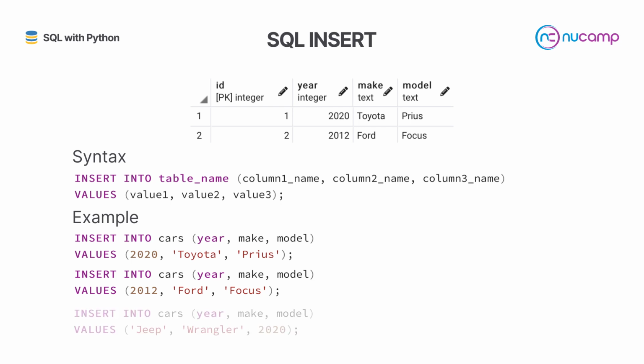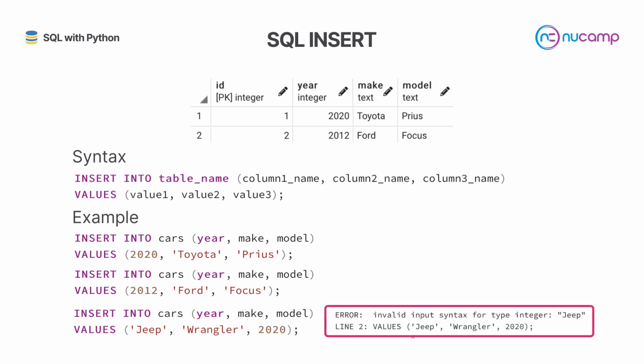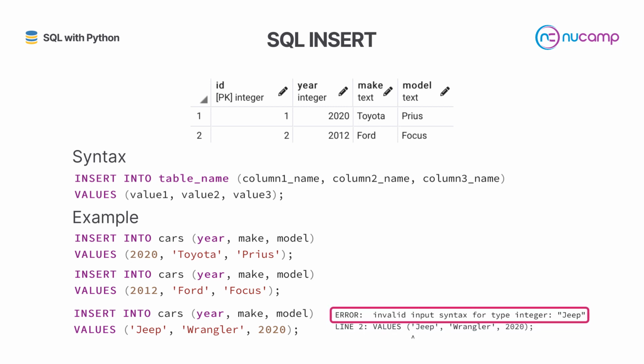Now, if we try to make an insert where the data types of the values don't match the data types of the columns, the query will fail and will return an error, like the one you see here that says invalid input syntax for type integer Jeep. Let's parse what this error message means.